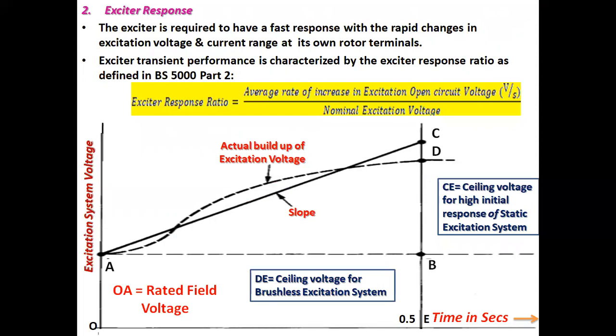Number 2, the exciter is required to have a fast response with rapid changes in excitation voltage and current range at its own rotor terminals. Exciter transient performance is characterized by the exciter response ratio as defined in BS 5000 Part 2. Exciter response ratio equals the average rate of increase in excitation open circuit voltage divided by nominal excitation voltage.